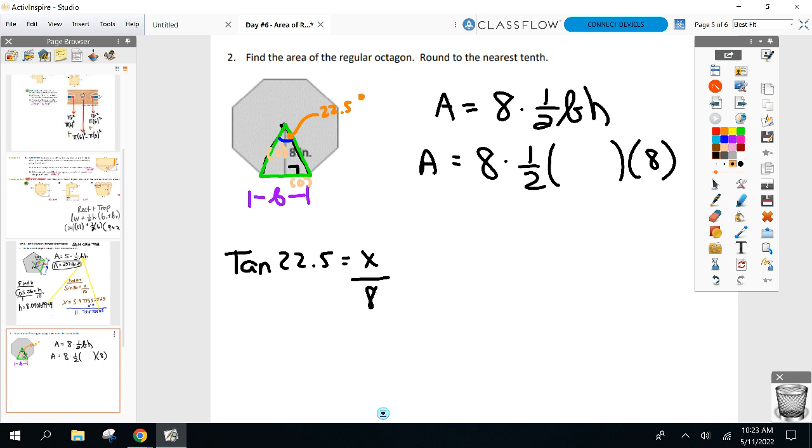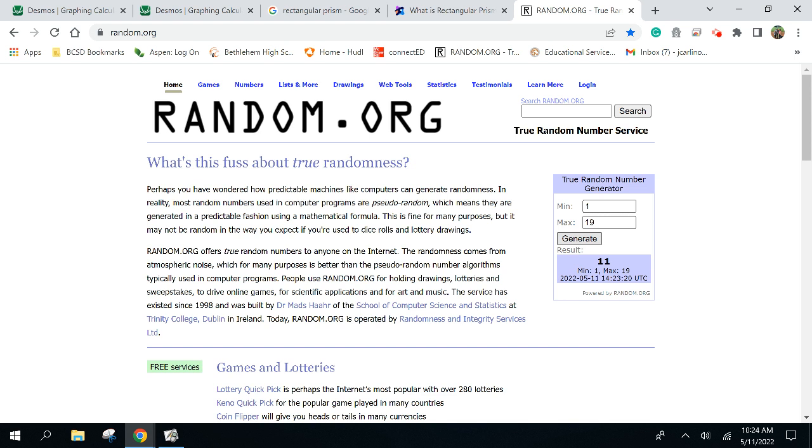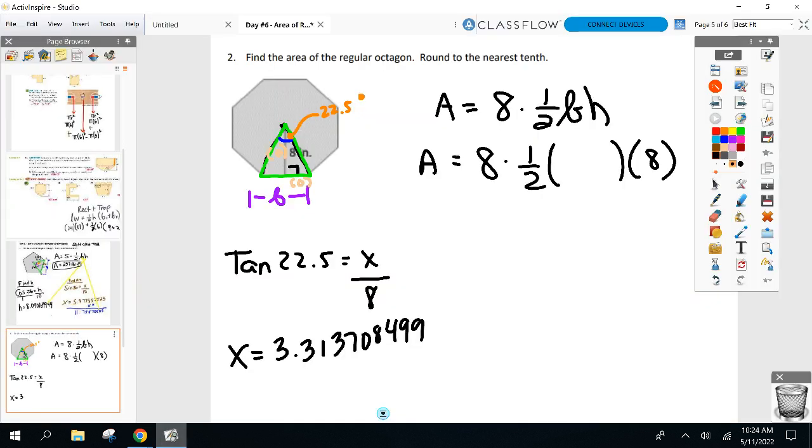Is this a 3.31? Yeah? Okay. I'm hoping you're not plugging that into the formula. Why not? I can't use this in the formula. What do I still need to do? Yeah, that's only half the base. Remember, half the base. Common mistake. Half the base. So multiply it by 2 and plug it in.